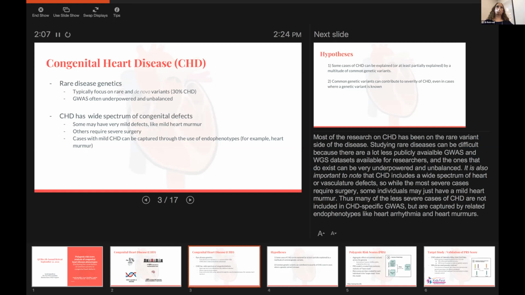So CHD has a wide spectrum. Some people have to have multiple surgeries as children and as babies, and some people just have a mild heart murmur that may or may not even be diagnosed. Because of this, a lot of the less severe types of CHD aren't included in the CHD-specific GWAS, but they are captured by related endophenotypes like heart arrhythmia and heart murmurs.